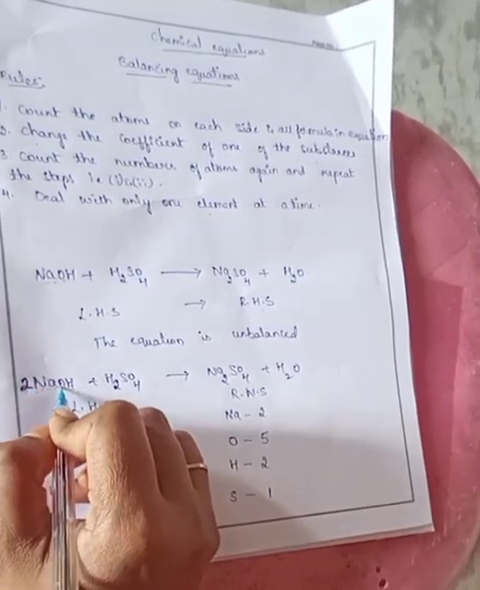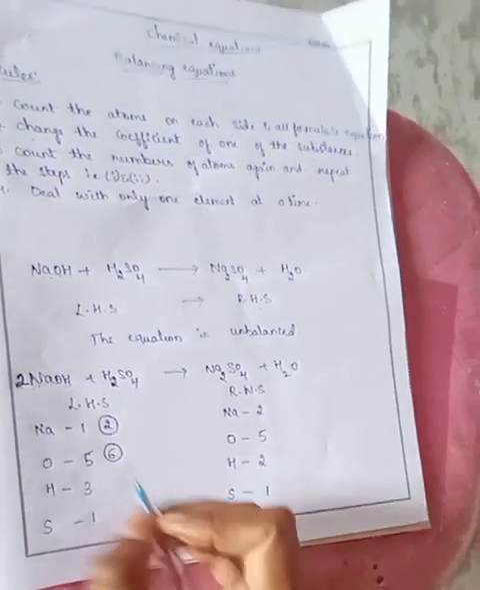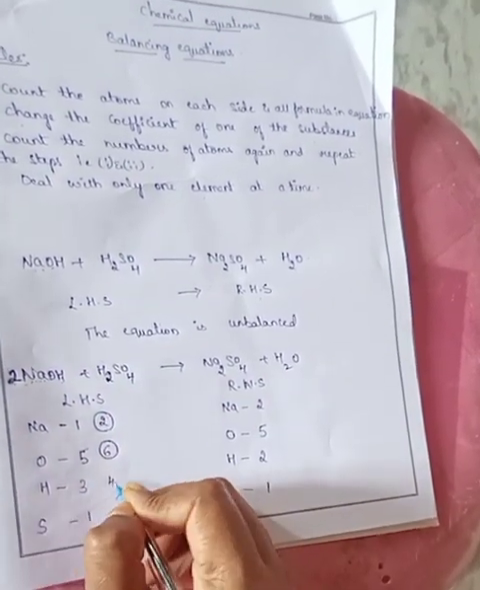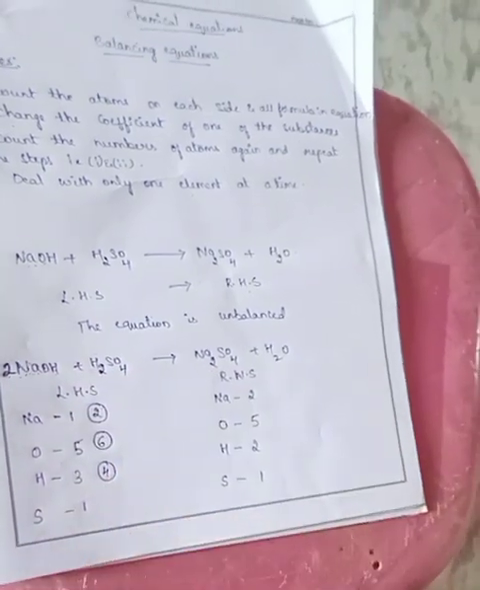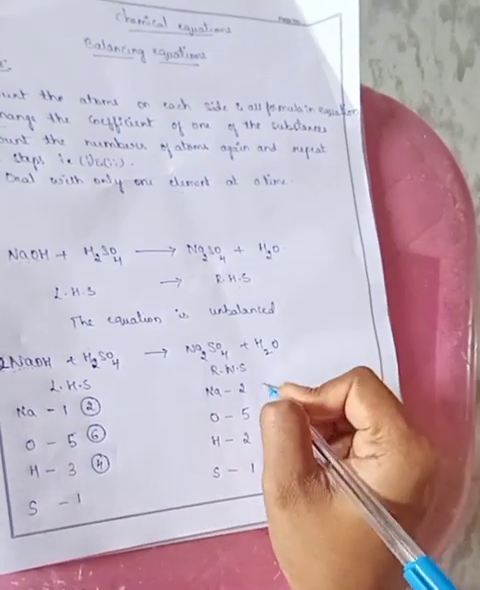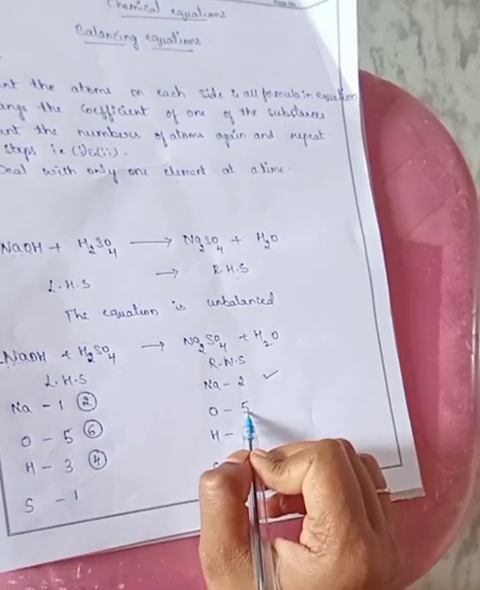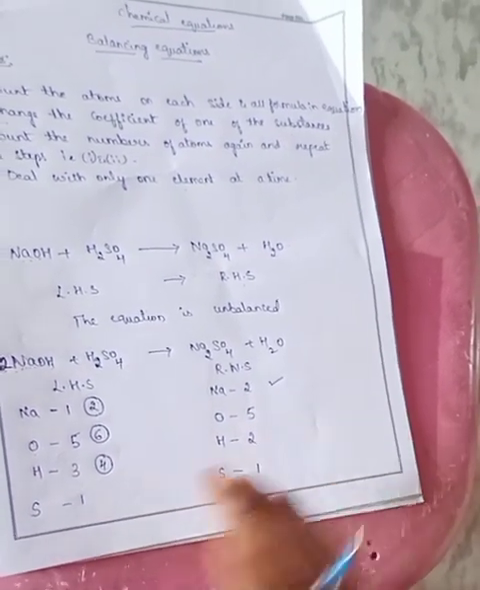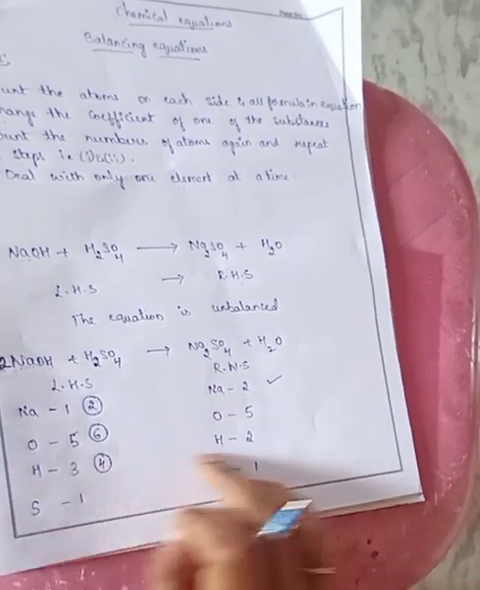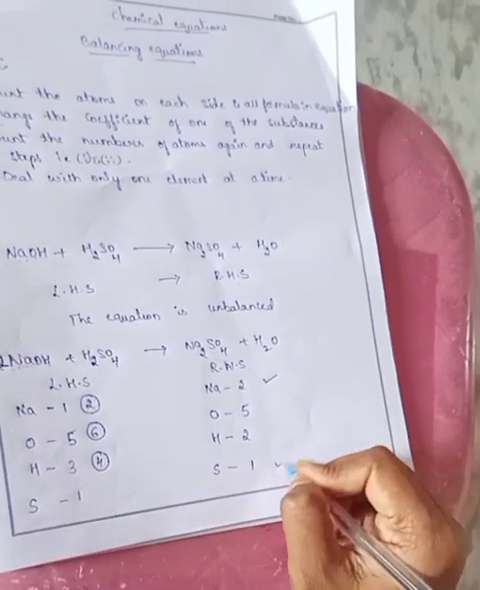Now you have 2 oxygens plus here you have 4 oxygens, 2 plus 4, 6 oxygens. You have here 2 hydrogens, here also 2 hydrogens, so 2 plus 2, 4 hydrogens, and sulfur remains the same. Now check with the right hand side. Sodium 2 and 2 balanced. Oxygen is 6 here, oxygen on the right hand side is 5. So this is not balanced. Hydrogen, here you have 4 hydrogens, here you have 2 hydrogens. So this is also not balanced. And sulfur, you have 1 here, here also 1, which is balanced.